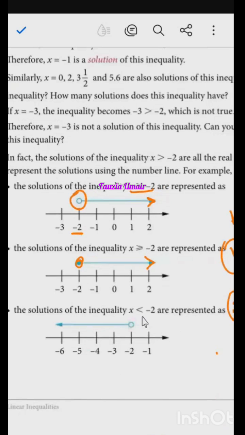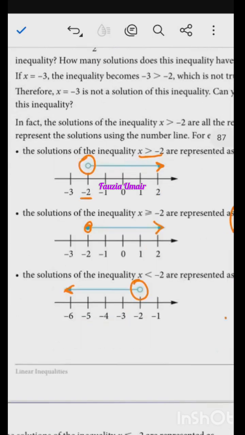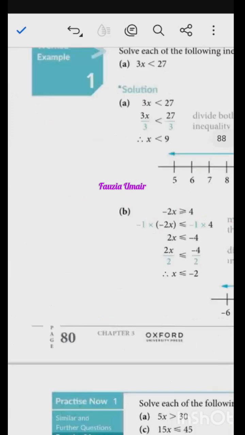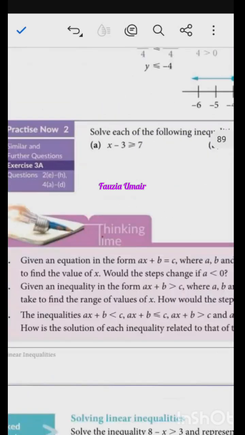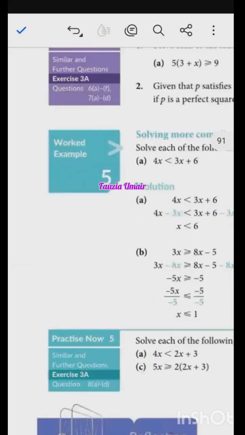Now the third one. x is less than -2. Because it is a less than sign, the direction of the arrow is towards the left. And because there is no equality sign, the circle is not filled. Is this thing clear? Yes, miss. So this is how you plot an inequality on a number line. Okay? So now let's go to the exercise, and let's see if there are simple questions of plotting inequalities.